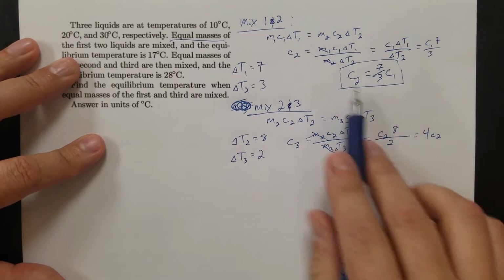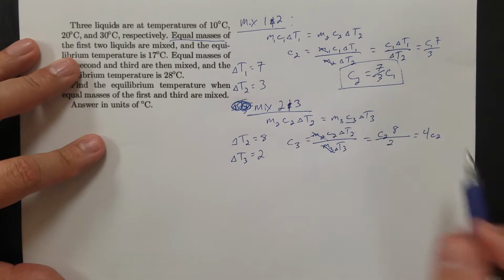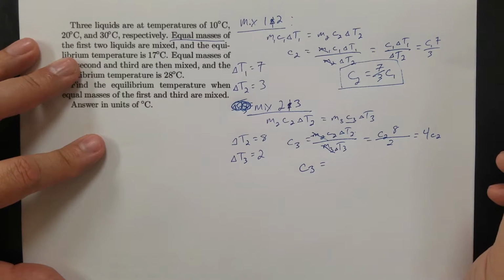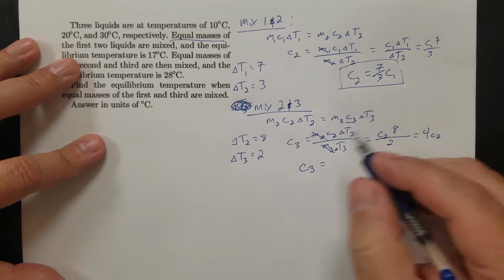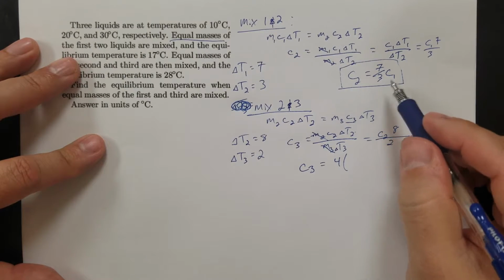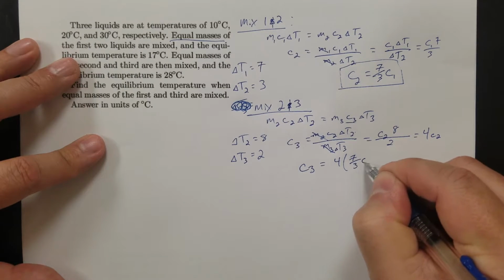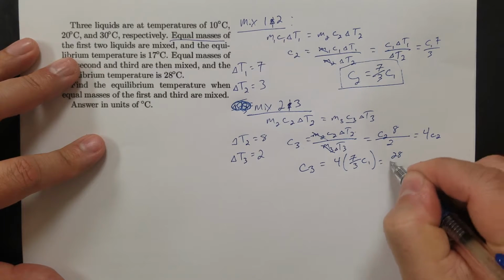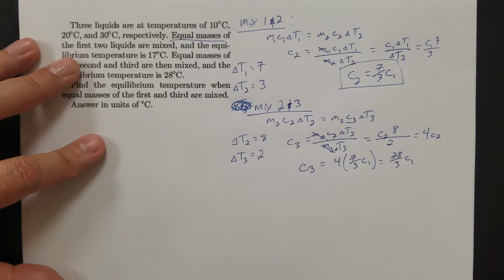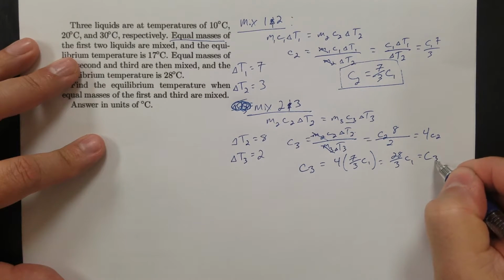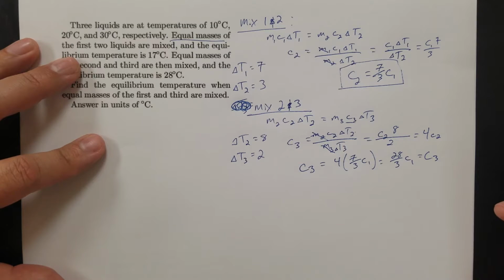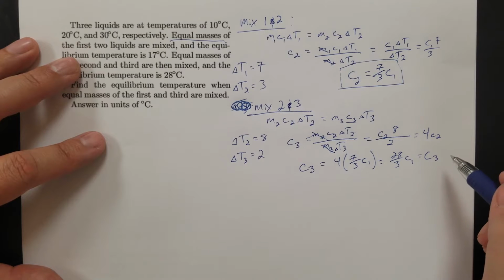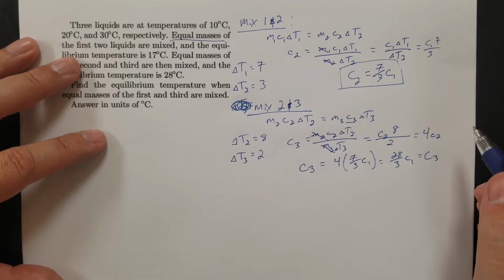And I know, right, so from here, I know that C2 is 7/3 C1. So I'm going to say C3 equals 4 times C2, which is 7/3 C1. So that's 28/3 C1, right? Equals C3. Yeah, and does that simplify? 7, 14, 21, 28, yes. So that's 28 over 3, that's 7, right?